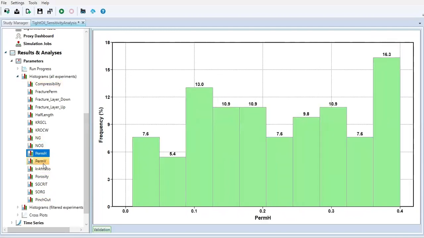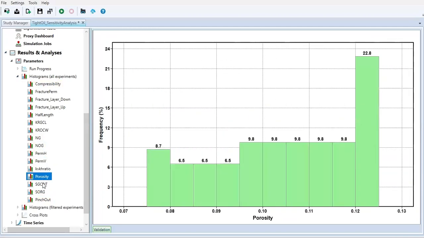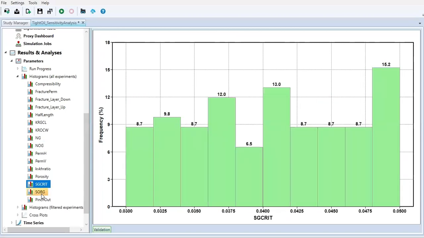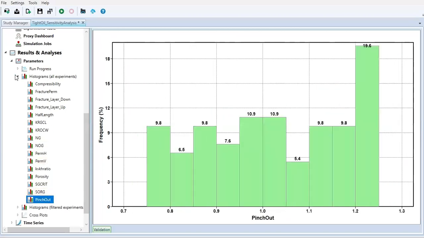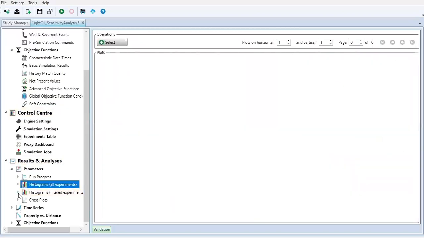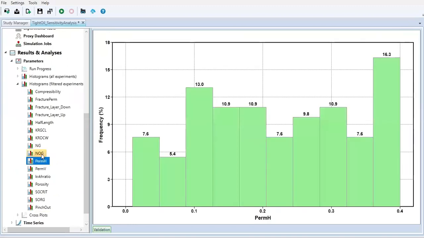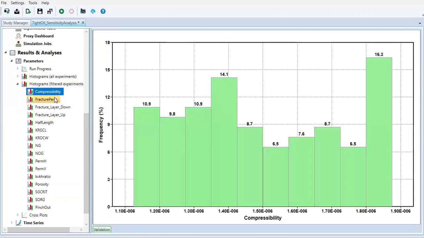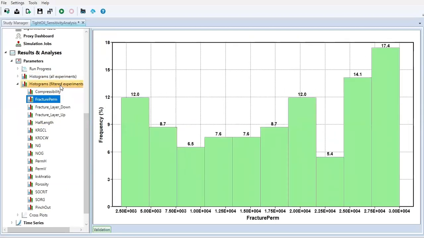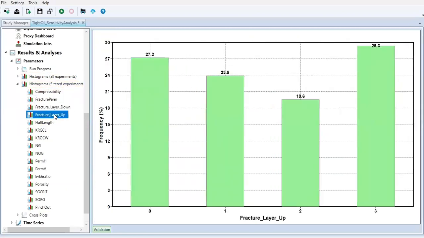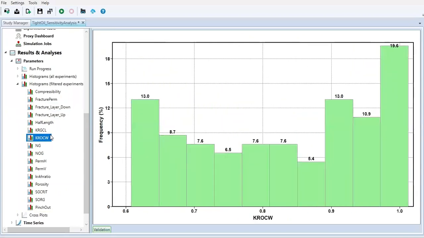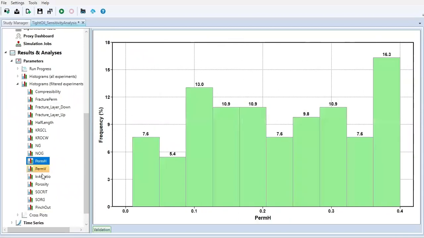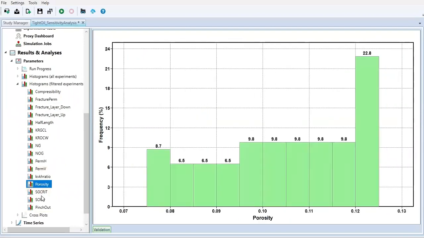Okay. So I will just go through and show the histogram for all of them, for all experiments and also for the filter experiments. All right.